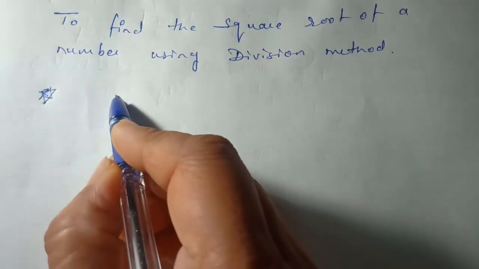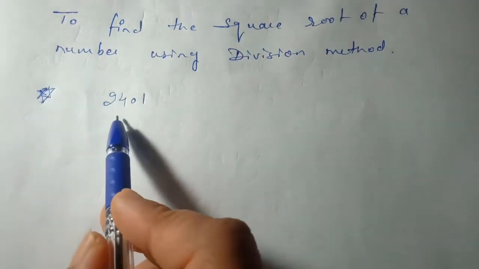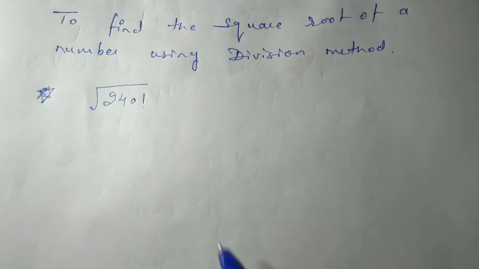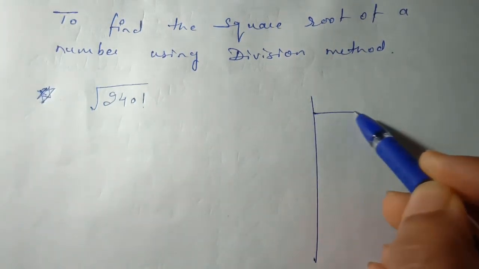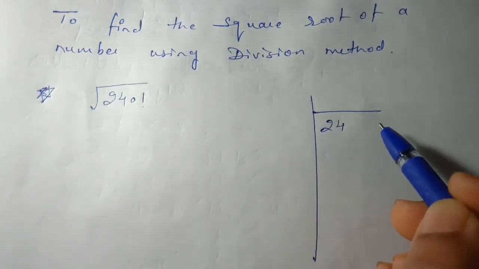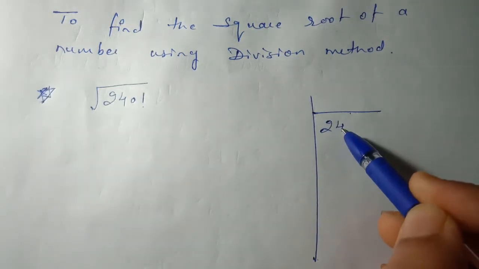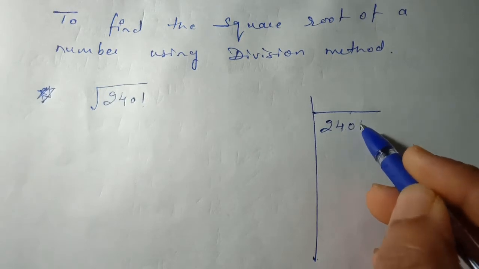calculation work. So I am taking one of the numbers, 2401. We have to find its square root. So it is a large number, so we're going to take the process of the division method. In the division method, what we have to do is make these lines like this, and below the horizontal line, you have to write the number 2401.